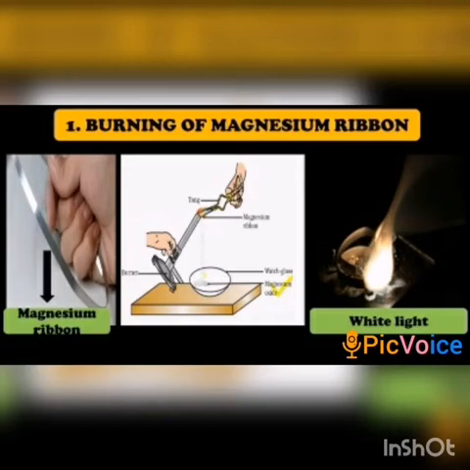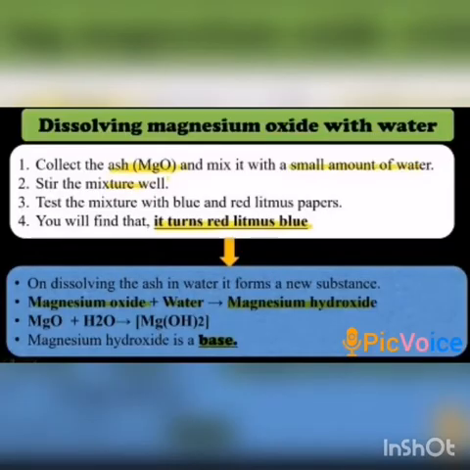Collect the ash. After collecting the ash, what's the name of the ash, children? This is magnesium oxide. This is a product of burning of magnesium. Yes, after burning magnesium, we will get the ash. That ash is known as magnesium oxide, and mix it with a small amount of water.